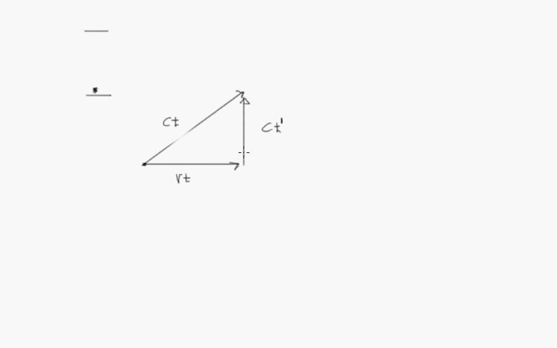Now this should look nice to you because it is a right triangle. So we can invoke the Pythagorean theorem, which is, if we square all these terms, this vector squared plus this vector squared is this vector squared: (vt)² + (ct')² = c²t².